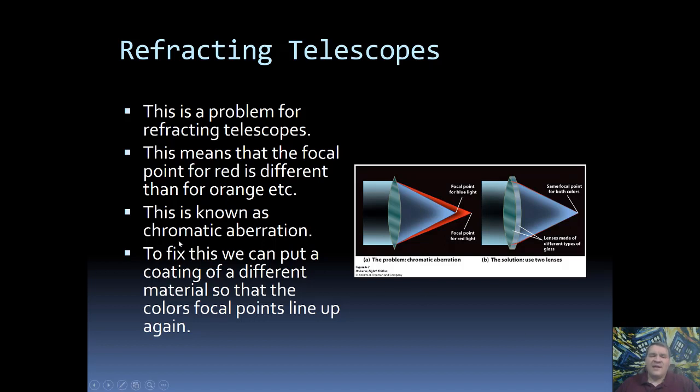This blurring is known as chromatic aberration. Chromatic from color, and aberration because it's blurring. Chromatic aberration is this blurring because not all of the colors are focusing at exactly the same place within the telescope. Now, there are some things that can be done to fix this. For example, you can put a coating of another material on the lens that will tweak the light back so that it all then focuses together. But that's hard and expensive.